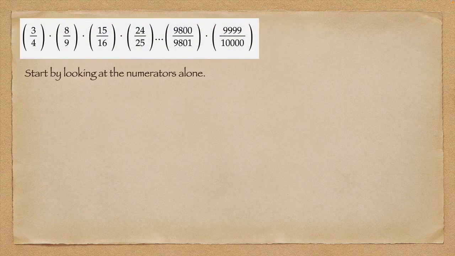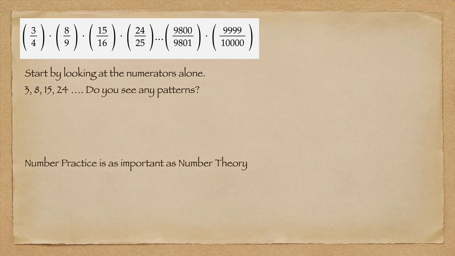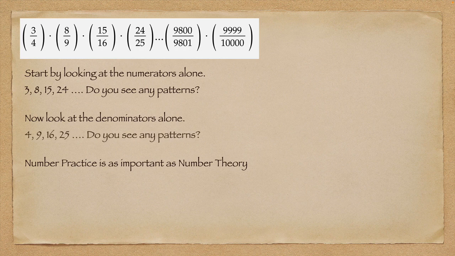Let's start by looking at the numerators alone. So I have 3, 8, 15, 24. Do you see any patterns? Maybe you do, maybe you don't. Let's see if we can uncover a little bit more. Now let's look at the denominators alone, right? Practice is just as important as theory. We all study number theory; we should also do some number practice so that these patterns become more evident. The denominators are 4, 9, 16, 25, and so on and so forth.